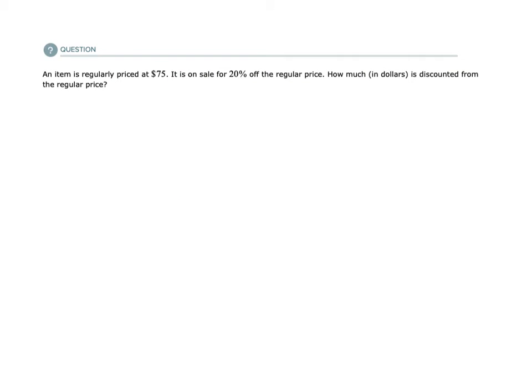All right, an item is regularly priced at $75. If it's on sale for 20% off the regular price, how much in dollars is discounted from the regular price? So it doesn't want to know what the sale price is. It wants to know how much is discounted. So again, we're going to do 20% of $75, and I would like you to write that in your notes. Make sure you put the $ before the 75. Don't mess that up.